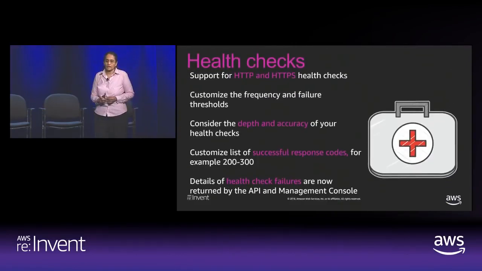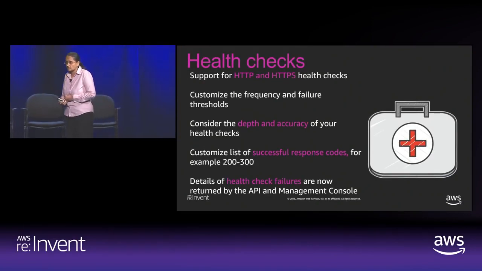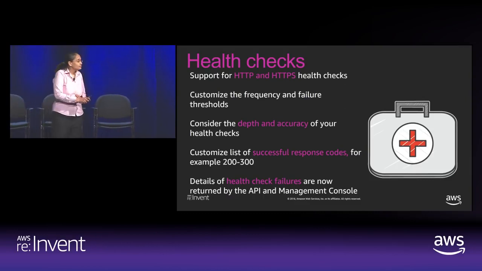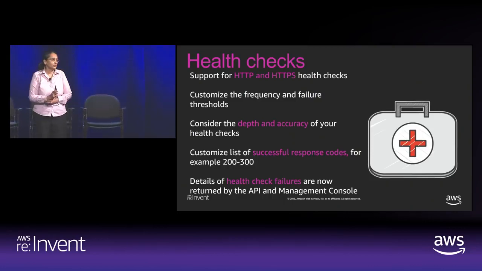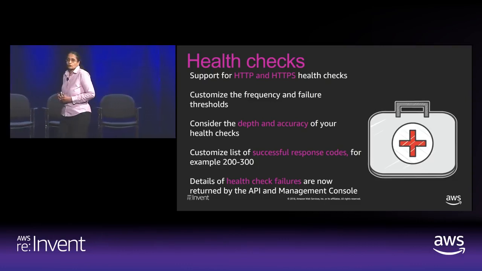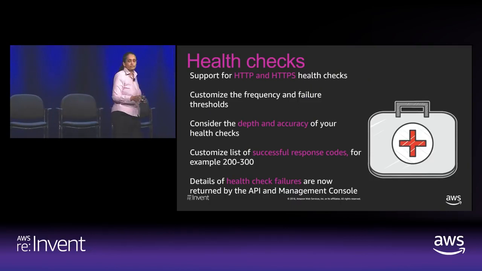Going a little bit deeper into the kinds of health checks that we provide on the load balancer, this is an application load balancer, so we can provide HTTP health checks. You can configure the frequency and failure threshold for each of those health checks, and the depth and accuracy of the health checks. One thing I want to quickly call out is that in a classic load balancer, when all the health checks on your backend failed, we would fail closed on that request. In the application load balancer, we changed that behavior. When all the health checks fail, we fail open.